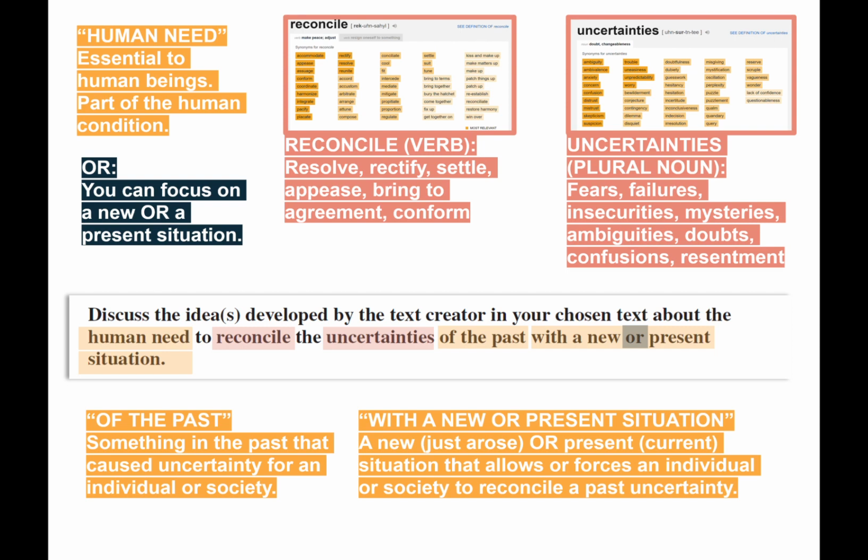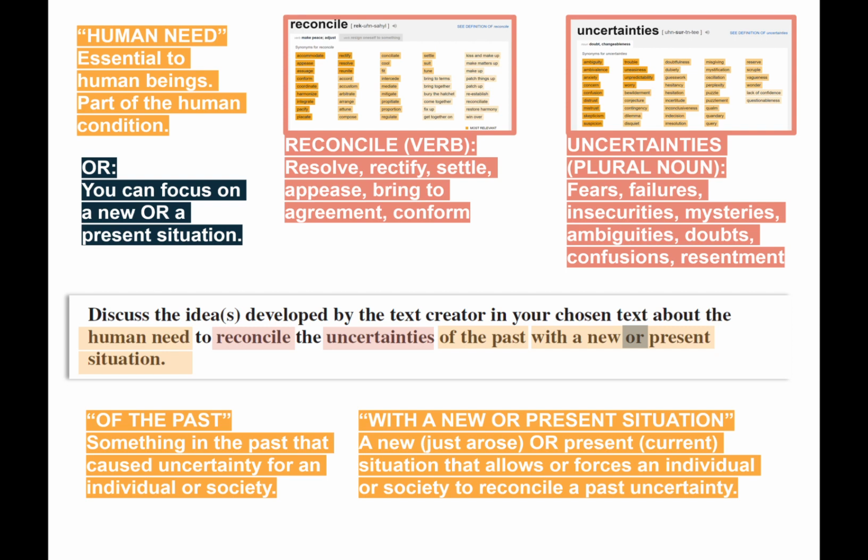As a verb, reconcile also means to resolve, rectify, settle, appease, bring to agreement, or conform. I used the same process to decode uncertainties. That's a word that I'm already familiar with, but by looking at some synonyms and antonyms, I can expand what I understand about that word and consider other connections later on when I'm looking at my text.